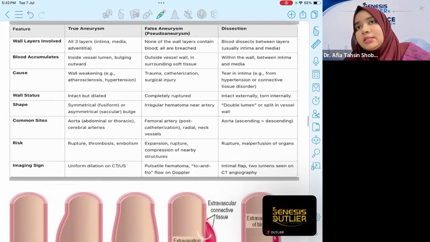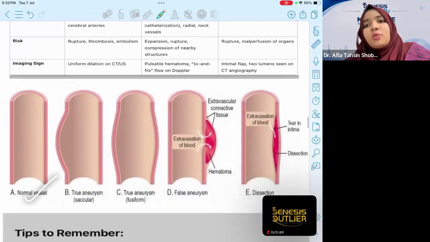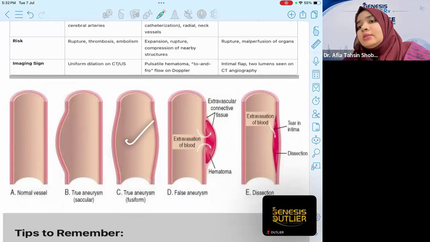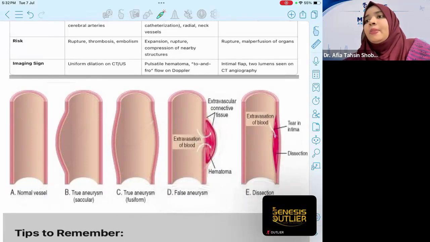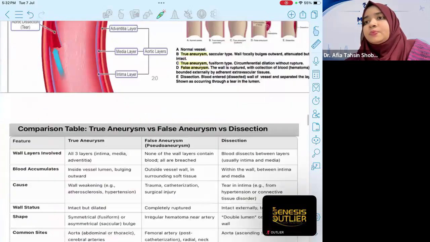True aneurysm is just bulging. This is a normal vessel. This is a true aneurysm, just bulging, no tear of the layers. It can be saccular, it can be fusiform, and this is a false aneurysm. The layers will be broken, and a hematoma will form within the surrounding tissue. And this is dissection. The layers will be separated, and blood will usually accumulate in the lumen.